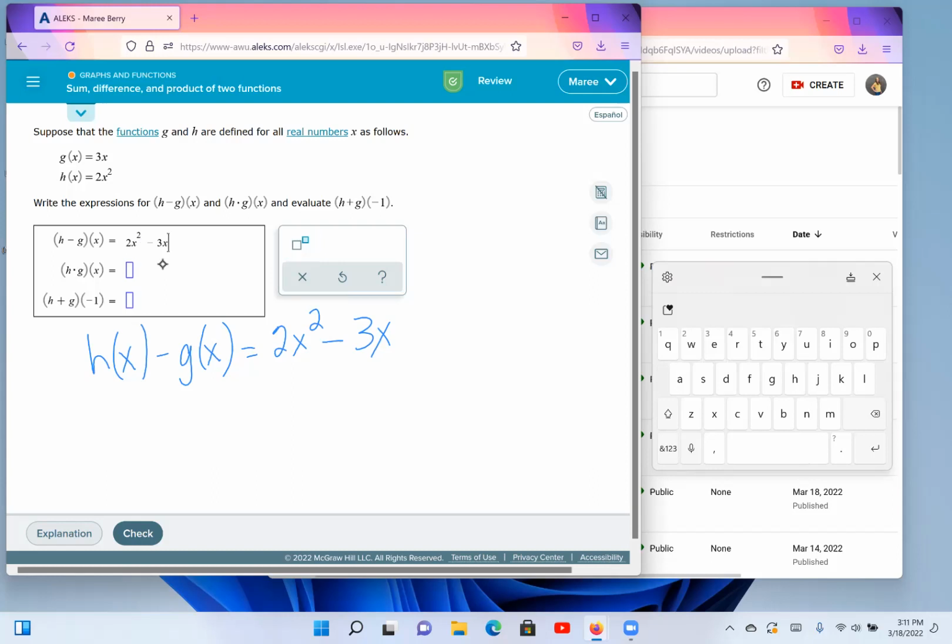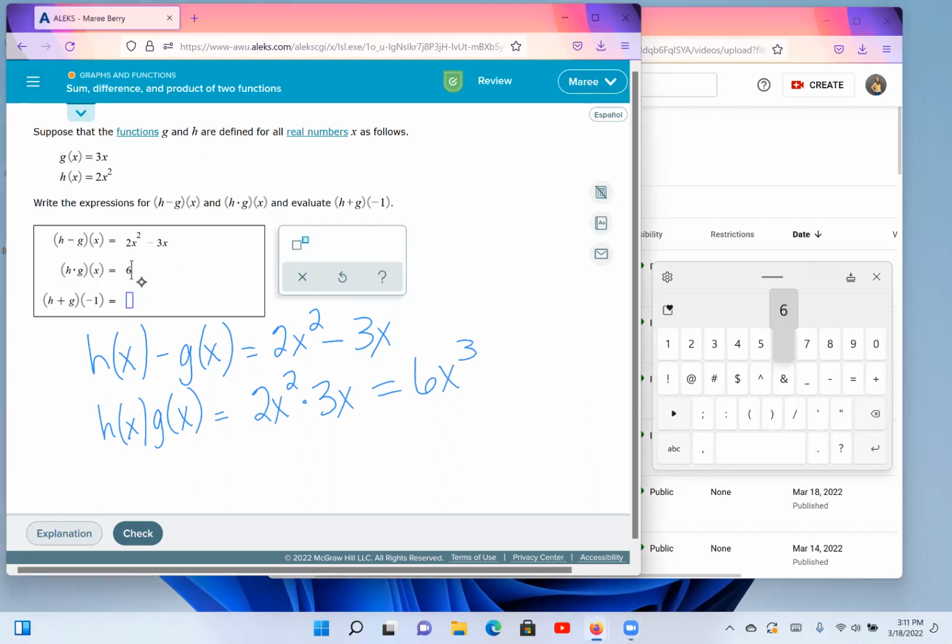And then we're going to do h times g of x, which is just h of x times g of x. So we take h of x, which is 2x squared, and we're going to times it by 3x. So we times the 2 and 3 to get 6, and x squared times x is x cubed. And that's what we'll type in, 6x cubed.